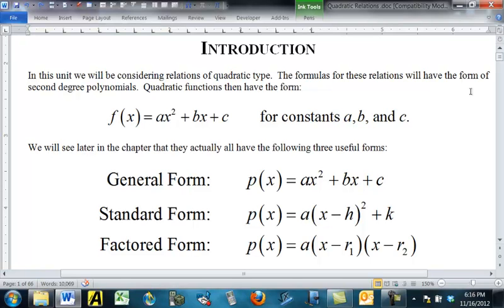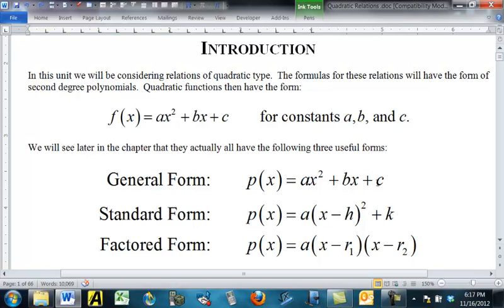We'll see a little bit later on as we go through these notes that they have three really good forms that we might look at. One is called the general form, p of x equals ax squared plus bx plus c. And from this one you can see that c is the y-intercept.